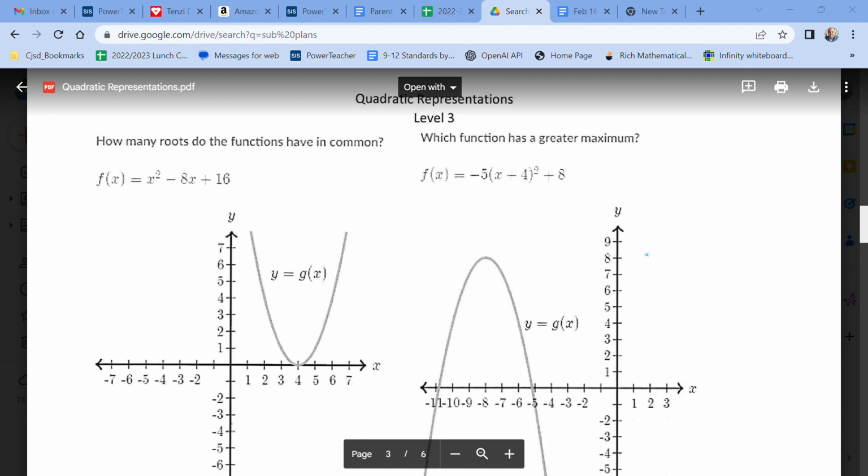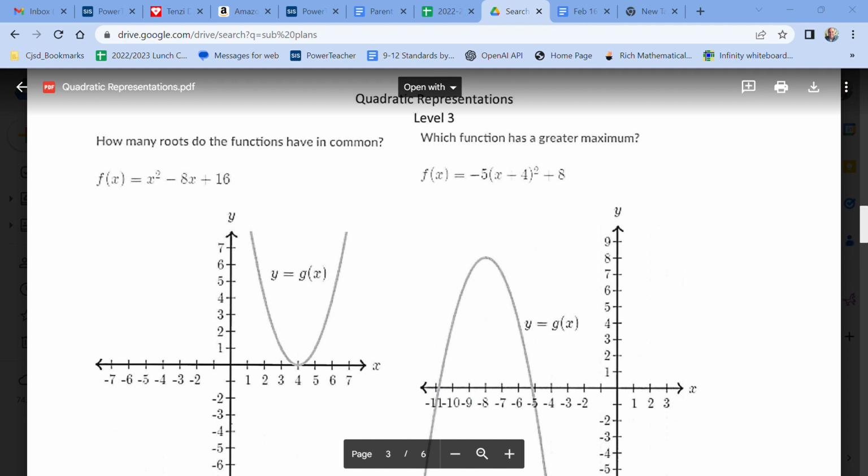They are not the same functions. But it wants me to find out what the roots are here, and roots is another word for zeros, which is another word for x-intercept. So you're going to want to check the x-intercepts here, the zeros, and then compare it here and see if they have any in common.